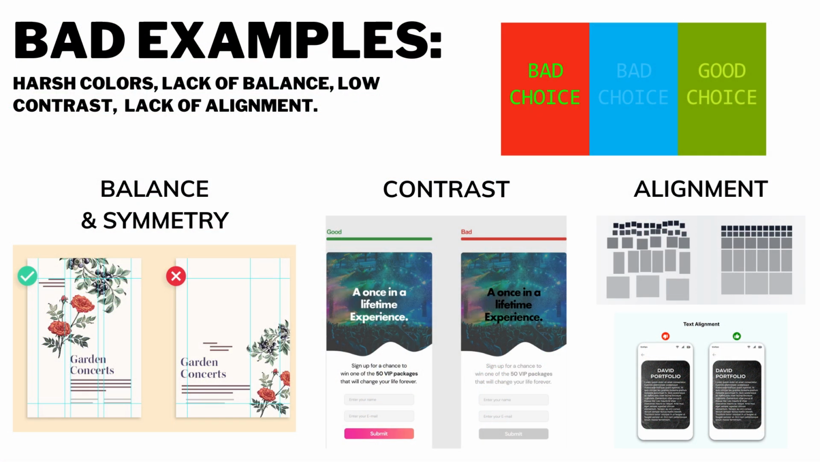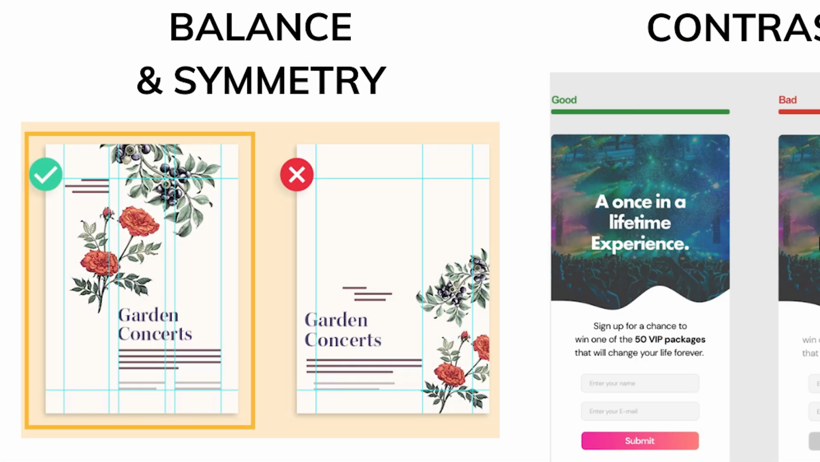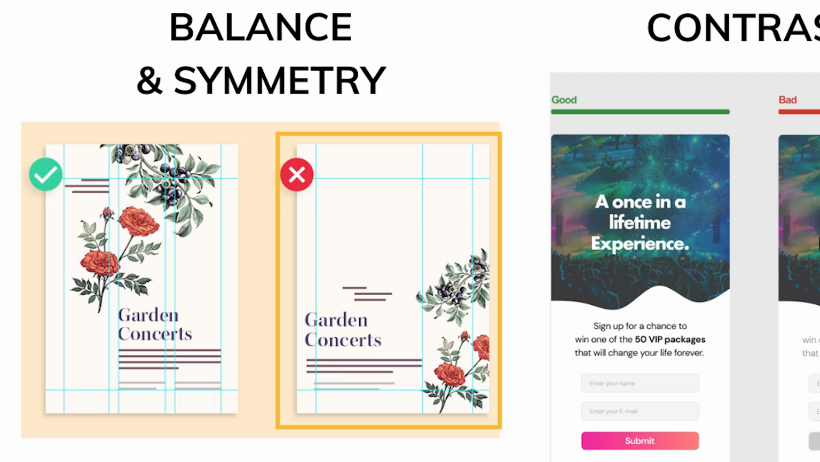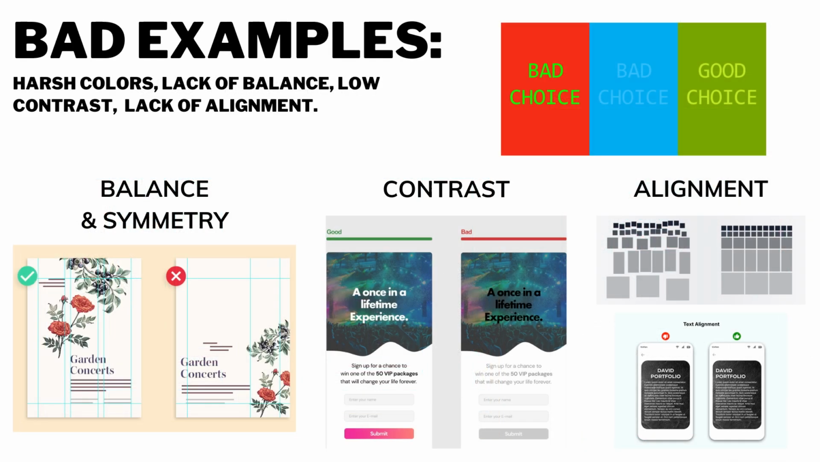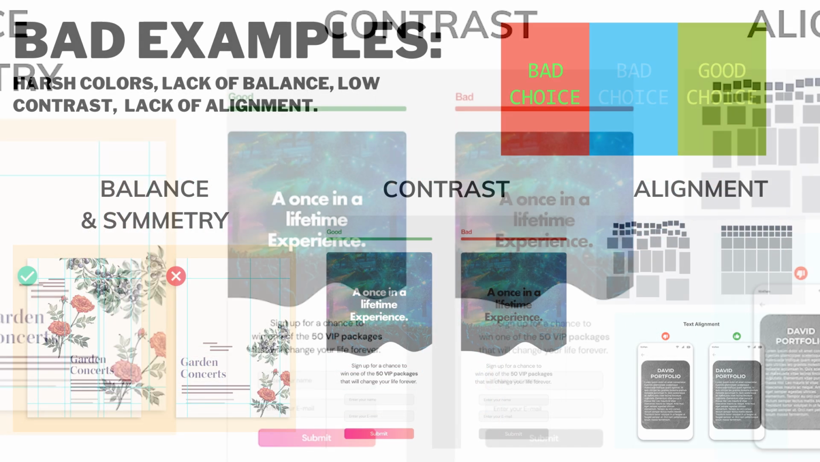Let's look at some bad examples. First, we have a good example with proper balance and symmetry and intentional alignment. This design uses columns to center and balance the elements on the page. Whereas the bad example shows the balance is off with all the elements in the lower half and poor alignment of the text. Next, we have examples of poor contrast.